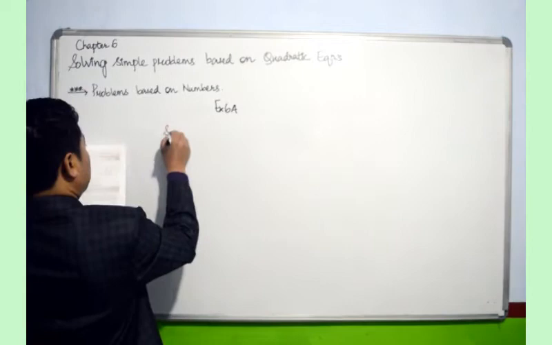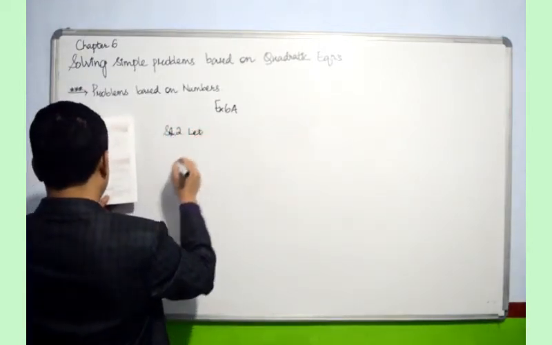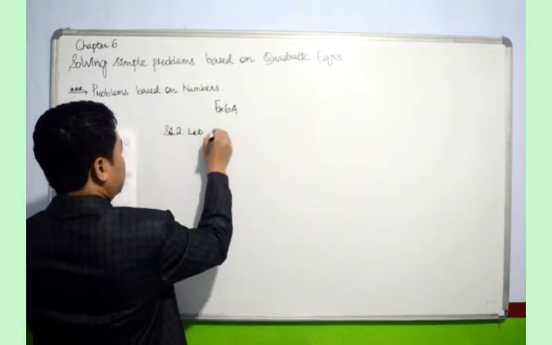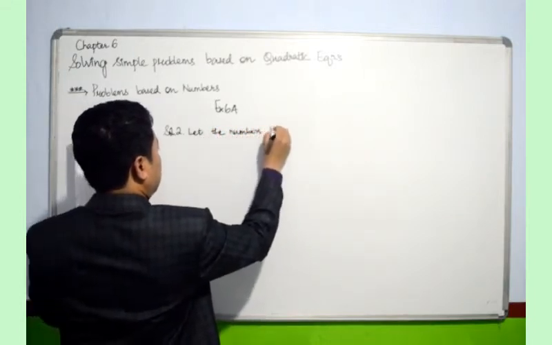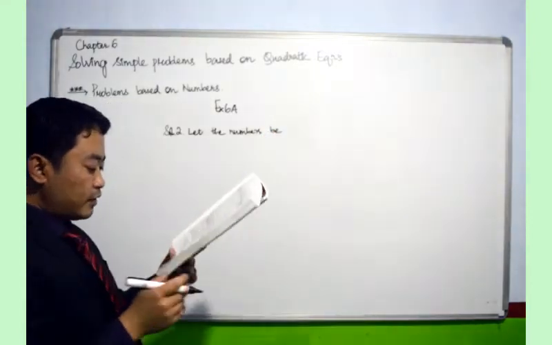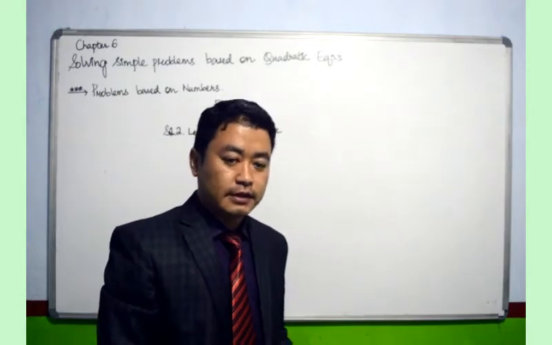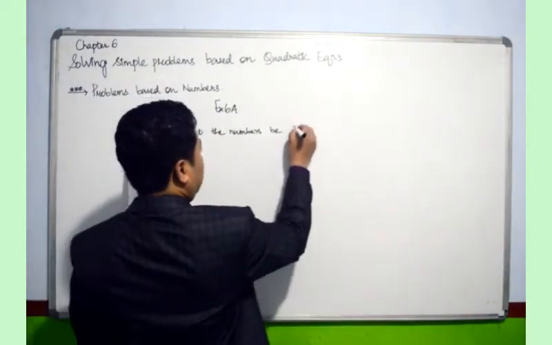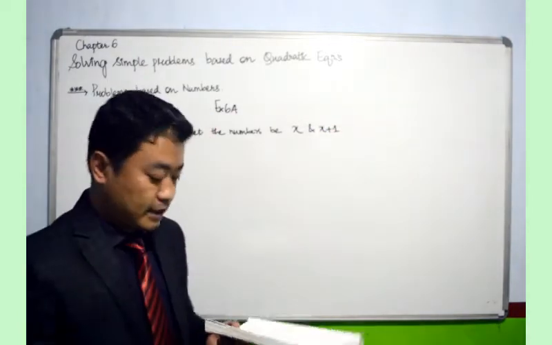So again, for solution number 2, let's assume our numbers. Find the numbers, so we need to figure out the numbers. So let the numbers be. We have been told about two consecutive natural numbers. So again, the consecutive term is there. That means finally the numbers will be x and x plus 1, isn't it? So the numbers will be x and x plus 1.